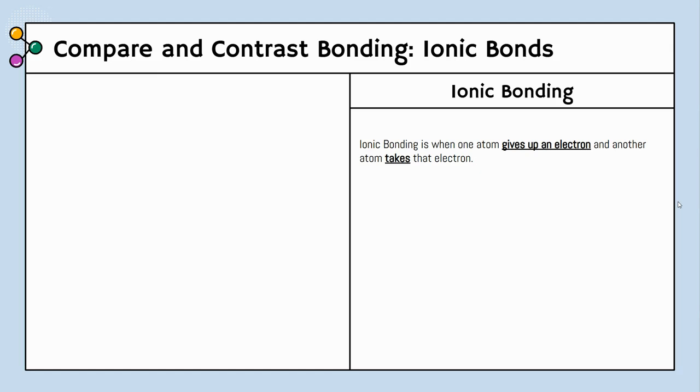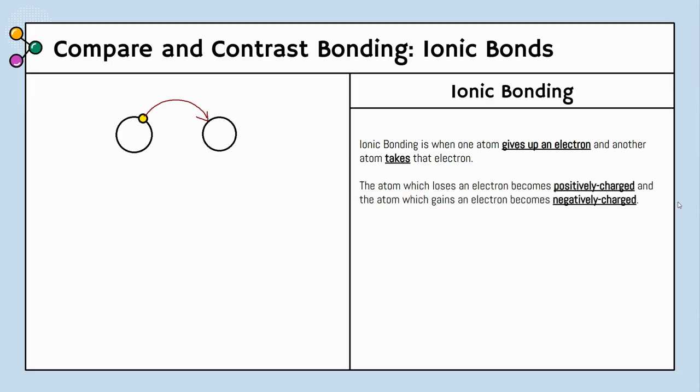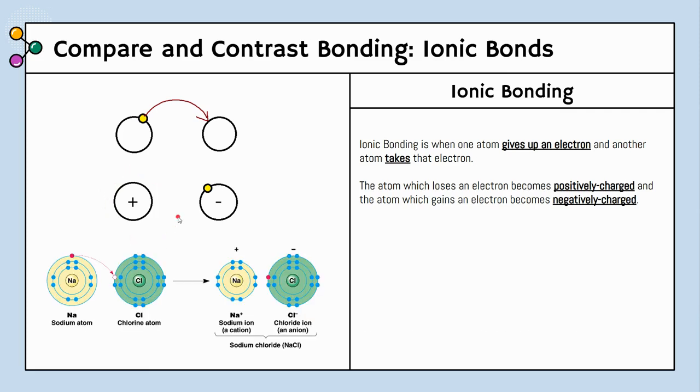So ionic bonding. This is a situation when one atom will give up its electron and another atom takes that electron. You can see that situation on the left-hand side of the screen. And when an atom loses a negative, it becomes positively charged. So when an atom loses an electron, it becomes positive. And when an atom gains that electron, it becomes negatively charged. My general piece of advice here is follow the electron. Wherever the electron ends up becomes negative, and wherever the electron leaves becomes positive.